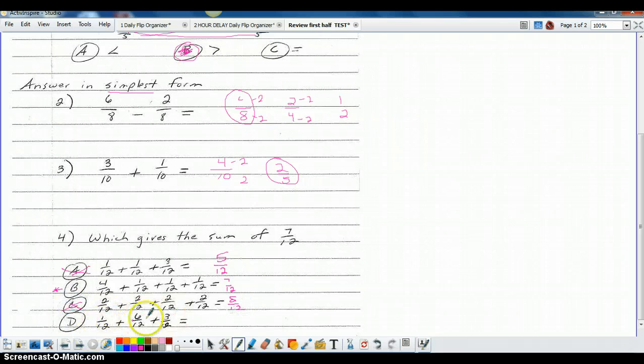And 6, 7, 8, 9, 10/12 is also the incorrect answer. So we were right when we came across B to see that 4 twelfths plus 1 twelfth plus 1 twelfth plus 1 twelfth is 7 twelfths, because the denominators stay the same and the numerators just get added together.